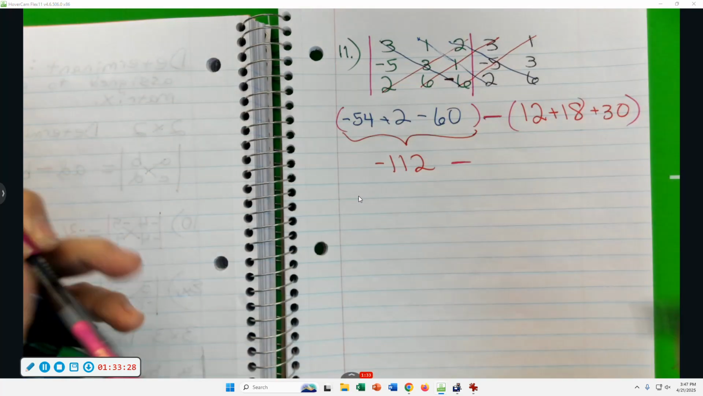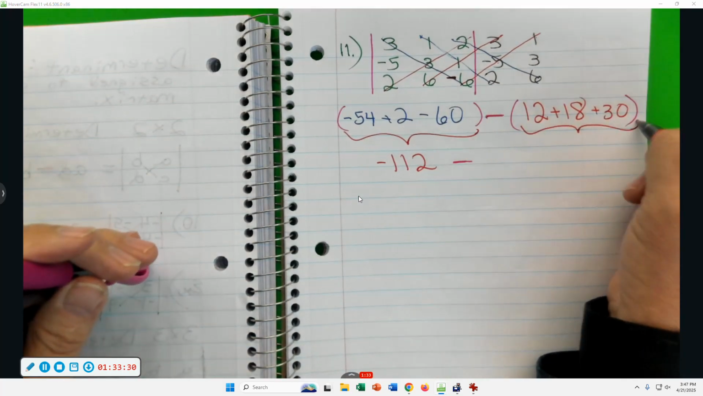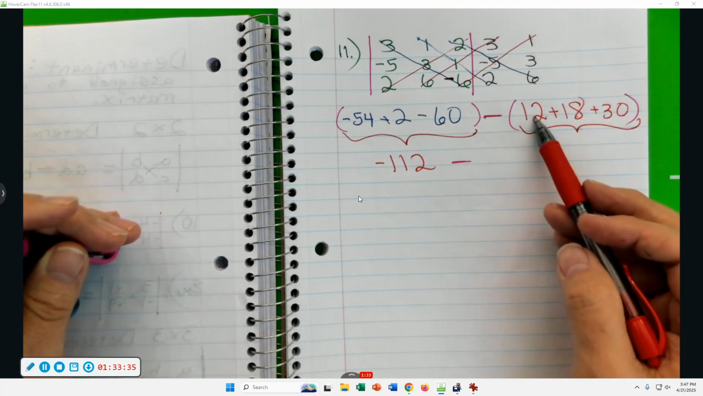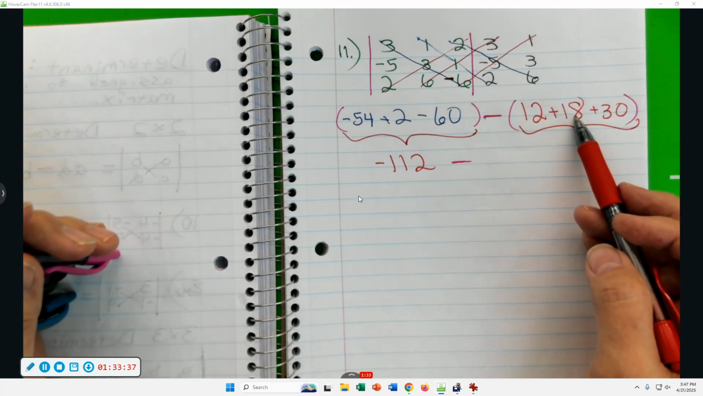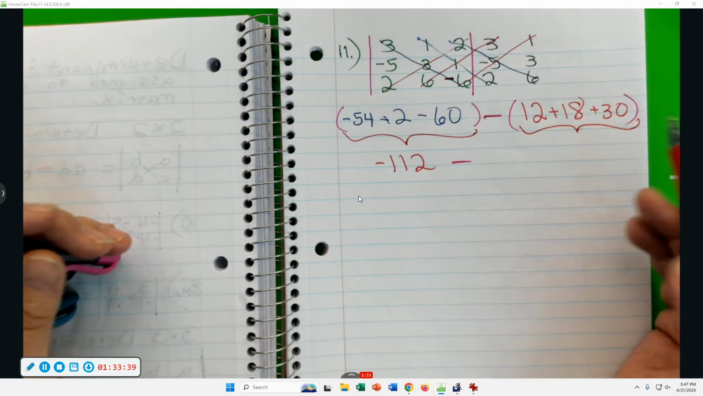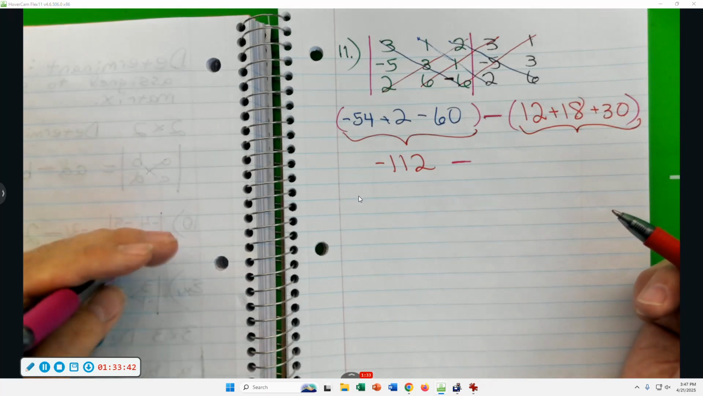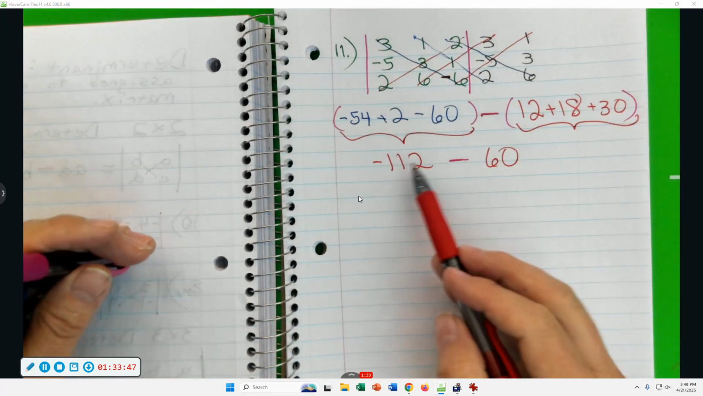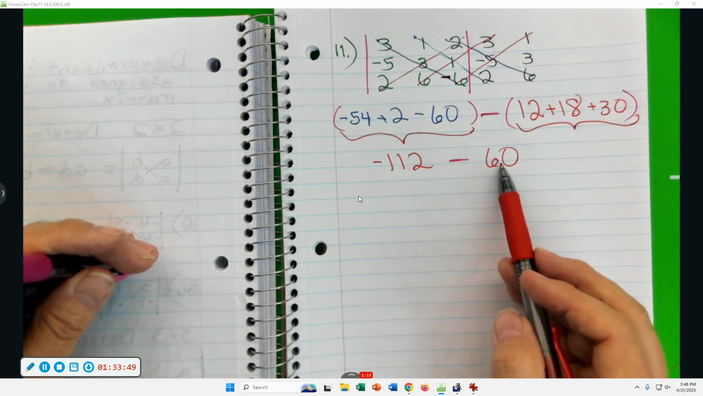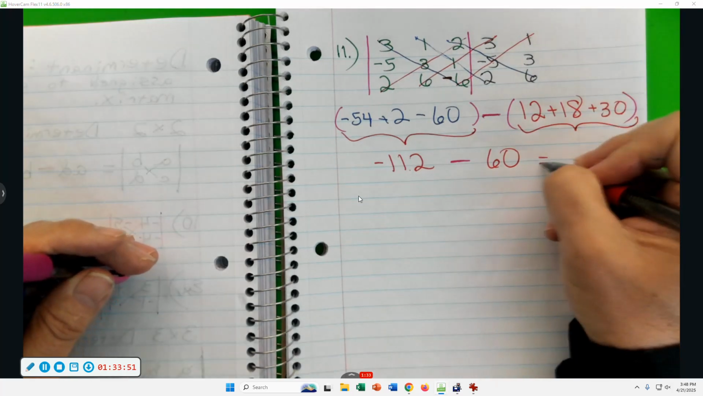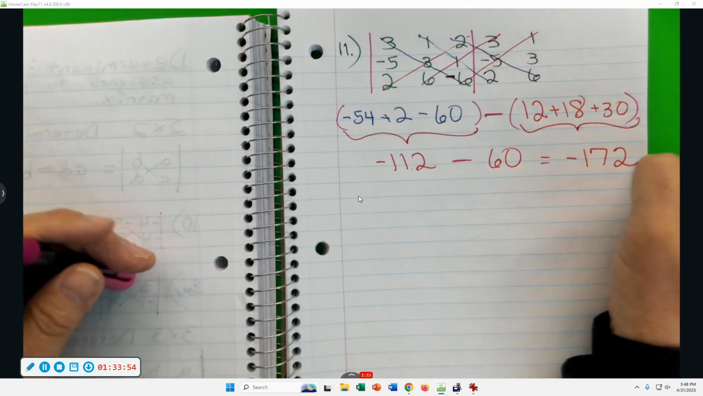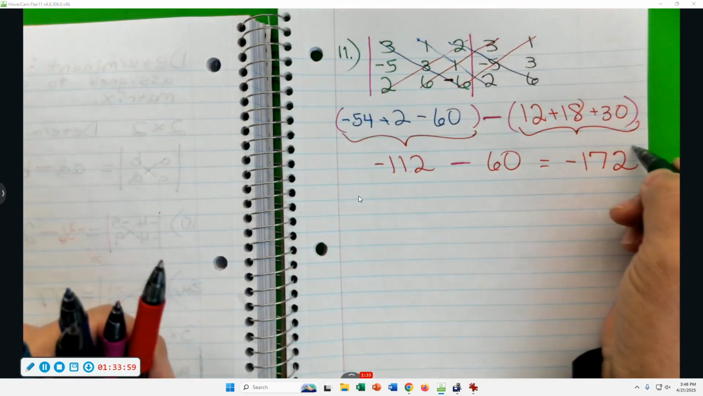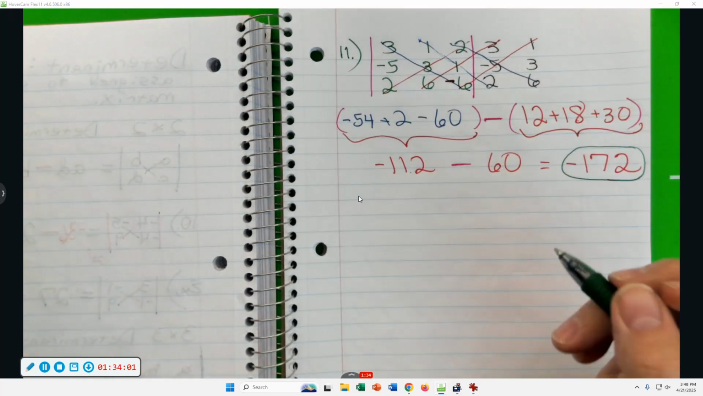Now let's do this one. We have 12 plus 18 plus 30. 12 plus 18 is 30, plus 30, that works out pretty nicely. I'm getting 60. -112 minus 60 gives me -172 for my final answer. Any questions there?